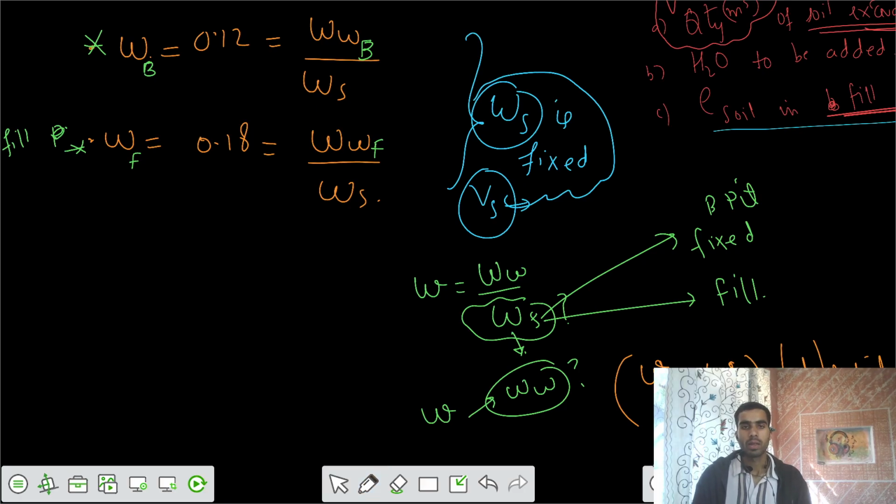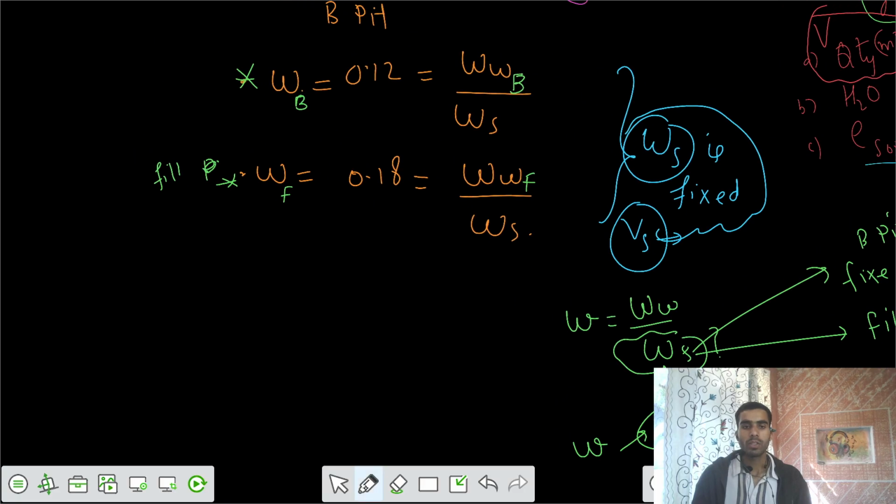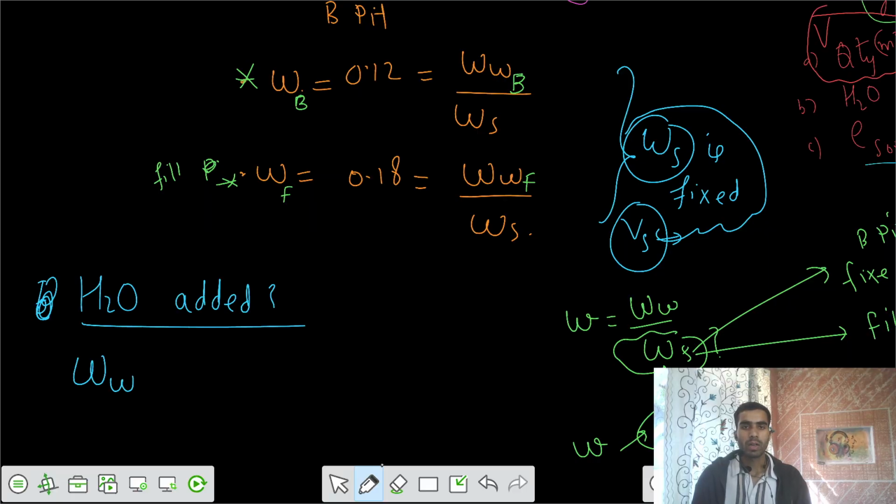Now how much extra water we have to provide, how much water to be added? That is the weight of water in the fill site minus the weight of water in the borrow pit site. Can we say that? That is the weight of water to be added, the difference of the two.